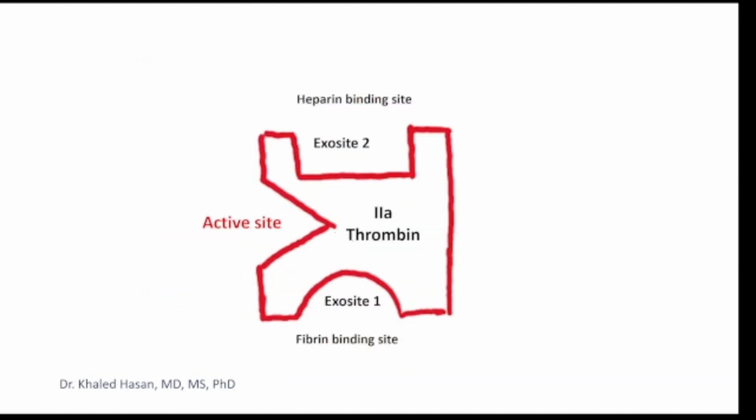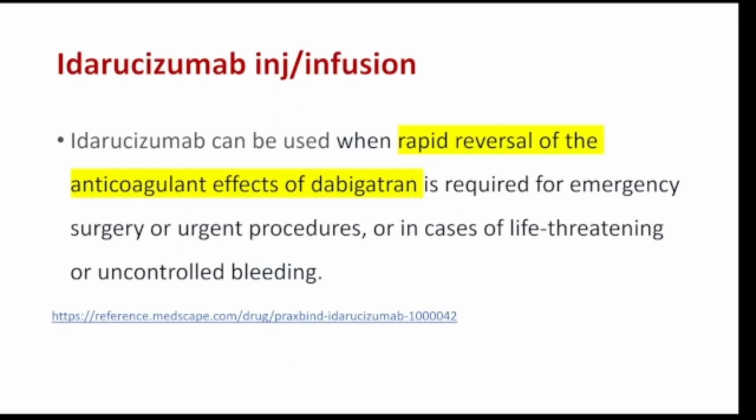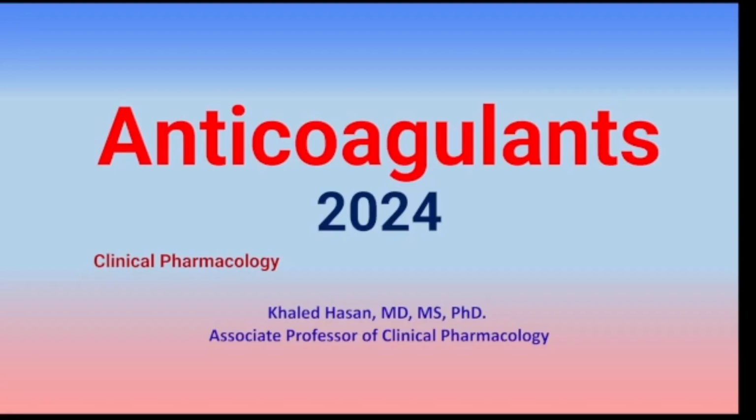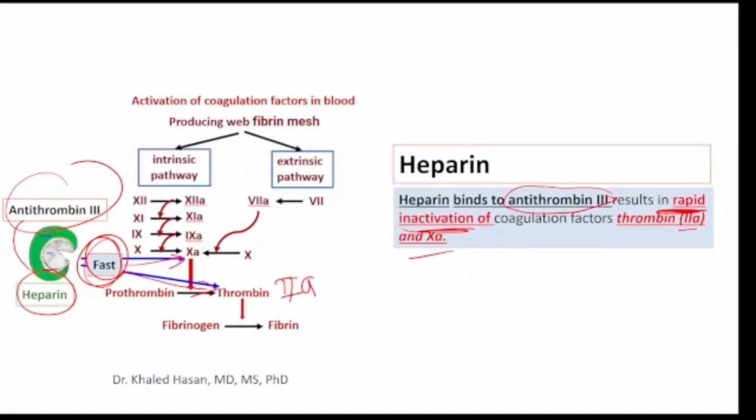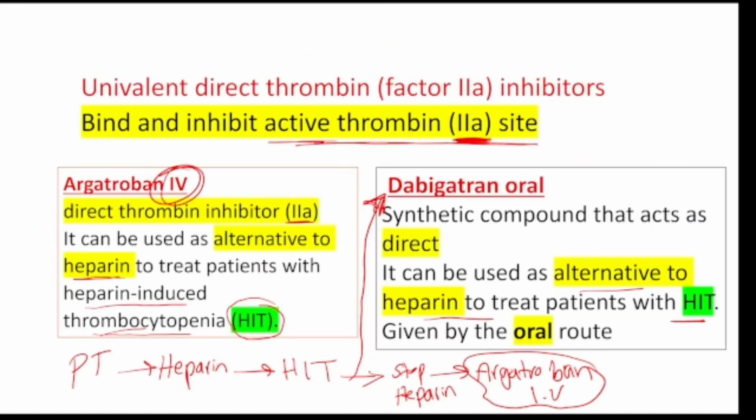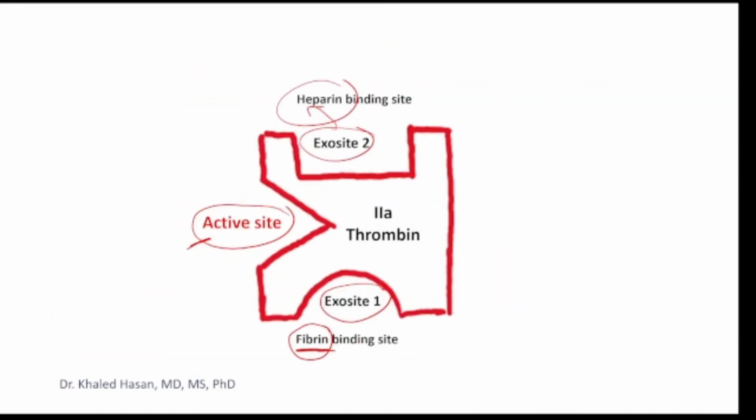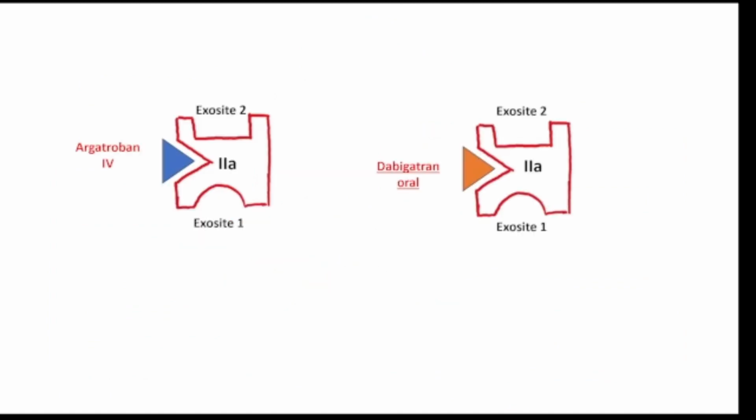Okay, this is thrombin, the molecule of thrombin. We have three sites on it. We have the active site. We have an exosite for binding with fibrin. Then we have an exosite to bind with heparin. So we have three sites on the thrombin: the active site, the fibrin binding site, and the heparin binding site. This is the thrombin molecule. Okay, we need to remember this molecule to move to the next one.